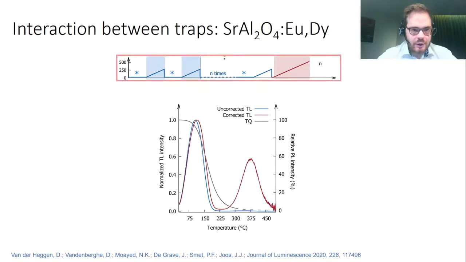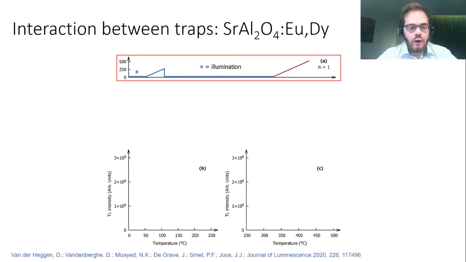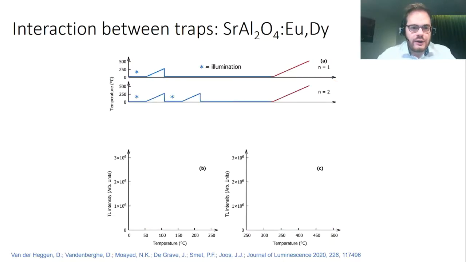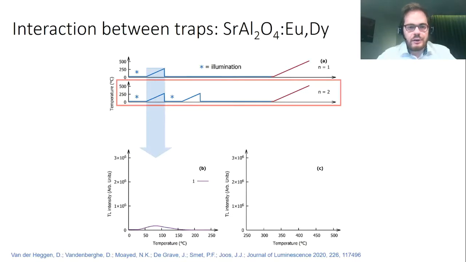Let's go through the results of these experiments. So we started with one illumination and preheat cycle, and we get the following results. After illuminating, we heat to 250 degrees centigrade, and we get this very little bump of a glow curve. Then we cool down again, and finally we heat to 500 degrees centigrade to record the high temperature thermoluminescence glow curve. This was for n equals 1. If we increase this to 2 illumination and preheat cycles, then for the first preheat cycle, we get exactly the same result as before, which is a good thing. Our results are reproducible. But I would like to stress that at this point, the shallow traps are completely empty.